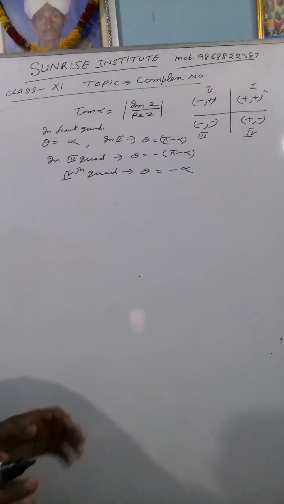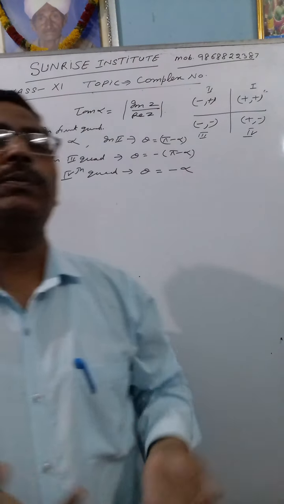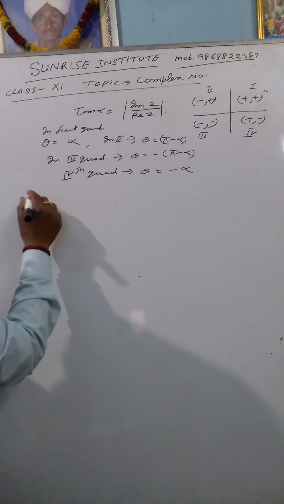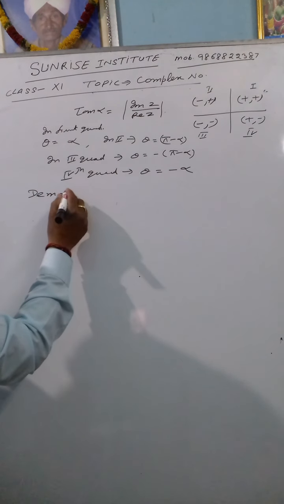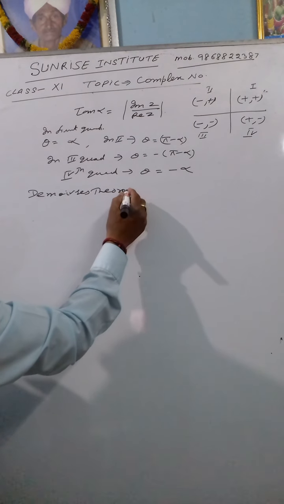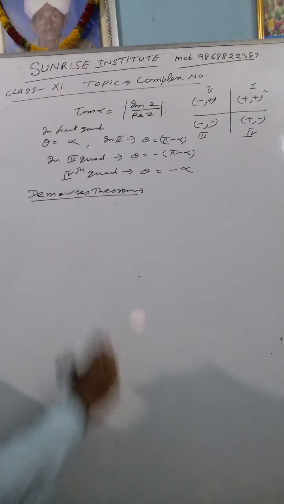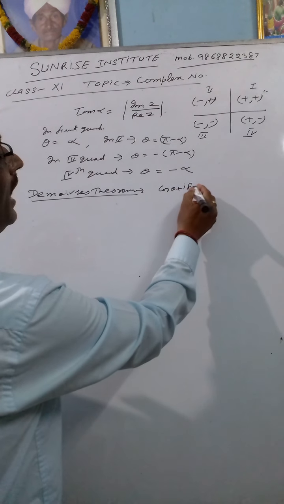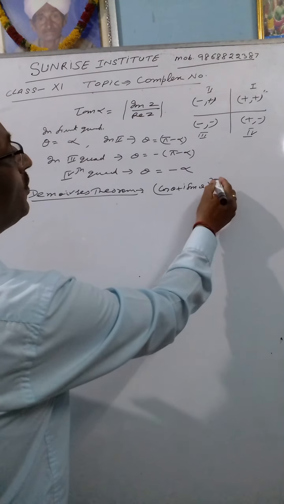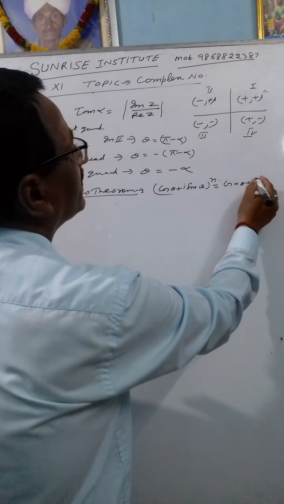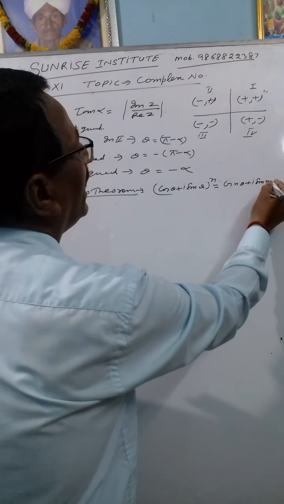Okay students, now De Moivre's theorem. In this chapter we also discuss De Moivre's theorem. (cos theta plus i sin theta) raised to power n equals cos n theta plus i sin n theta. Okay student, that is De Moivre's theorem.